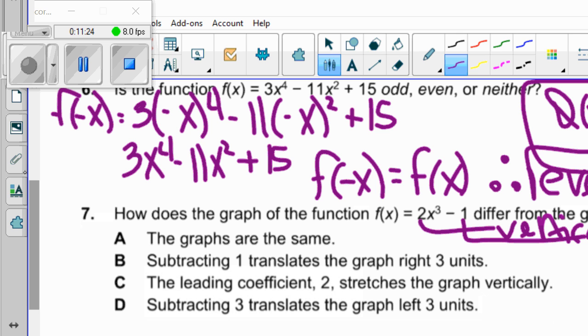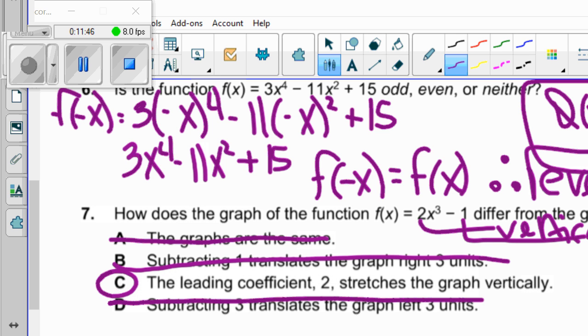So part A, it says the graphs are the same. No. B, subtracting 1 translates the graph right 3 units. Absolutely not. C, the leading coefficient 2 stretches the graph vertically. Yes. D, subtracting 3 translates the graph left 3 units. We haven't even subtracted 3. No. So C was my only right answer. They did not talk about it shifting down.